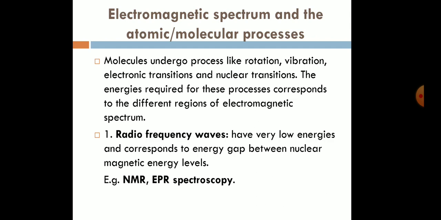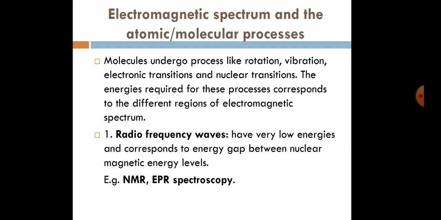Now in this slide, or through 1-2 more slides, we will study what happens when a part of the electromagnetic radiation interacts with the molecule. The molecules undergo various processes like rotation, vibration, electronic transitions or nuclear transition upon coming in contact with the light, or I should say when the molecule is irradiated with one part of the electromagnetic spectrum, then these processes take place.